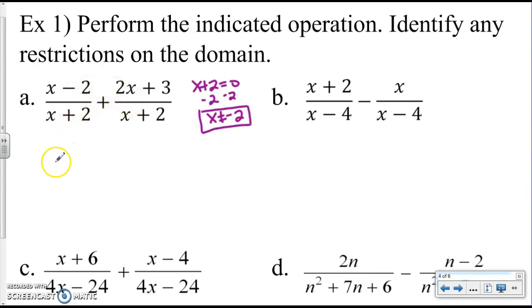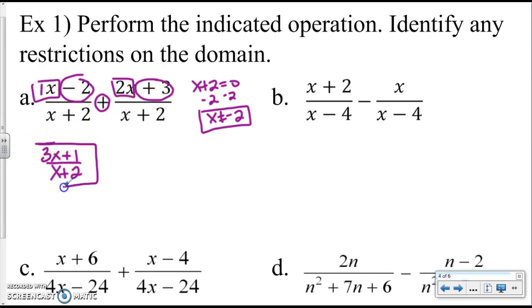Now, for adding and subtracting, what we're going to do is keep that same denominator, and we are going to combine like terms. So notice I have a 1x here plus a 2x there, so 1x plus 2x gives me 3x. I also have a negative 2 plus 3. So negative 2 plus 3 is positive 1. So my answer, since I can't factor this any further, is 3x plus 1 over x plus 2. My restriction is x cannot equal negative 2.